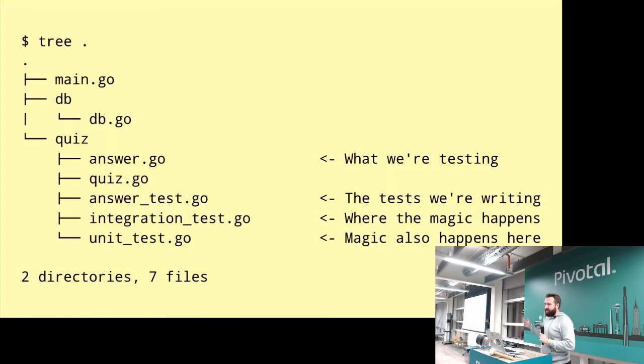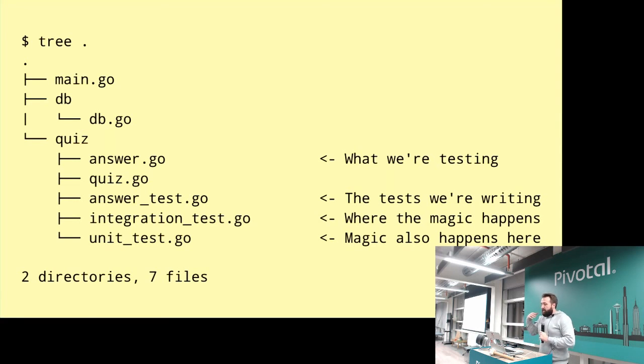And it'll look something like this. So we have a main file, and we have a database package. This is our real database adapter. And we have the quiz package. This will be our domain logic, right? So the answers.go will be what we're trying to test. This is a piece of domain logic. And we'll write our tests in the answer_test.go. And then the magic bits will happen in the integration and unit test file.